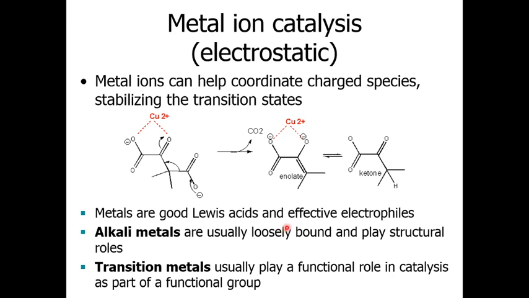Metals are good Lewis acids and effective electrophiles, and in this case, copper 2 plus acts as a Lewis acid. Alkali metals are usually loosely bound and play structural roles. Transition metals, on the other hand, usually play a functional role in catalysis as part of a functional group.